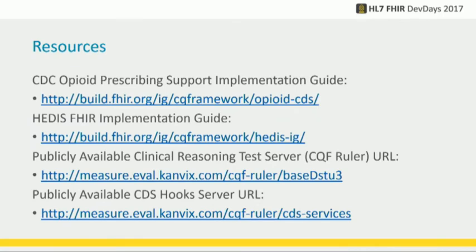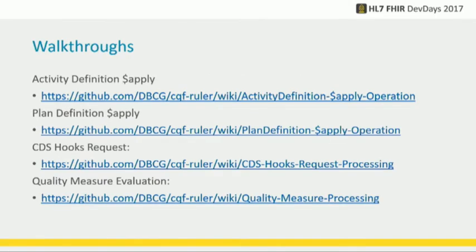So just some resources. The opioid implementation guide from yesterday, if you were in that. The HEDIS FHIR implementation guide. These are NCQA measures. There are 11 of them now, I think. They're the 2018 specs, and they're fully specified against FHIR. So those are there. We also have a publicly available test server that implements these and can run these, and runs the decision support that we talked about yesterday as well. And there's a publicly available CDS Hooks server there too for testing. Also on the site, there are some walkthroughs.